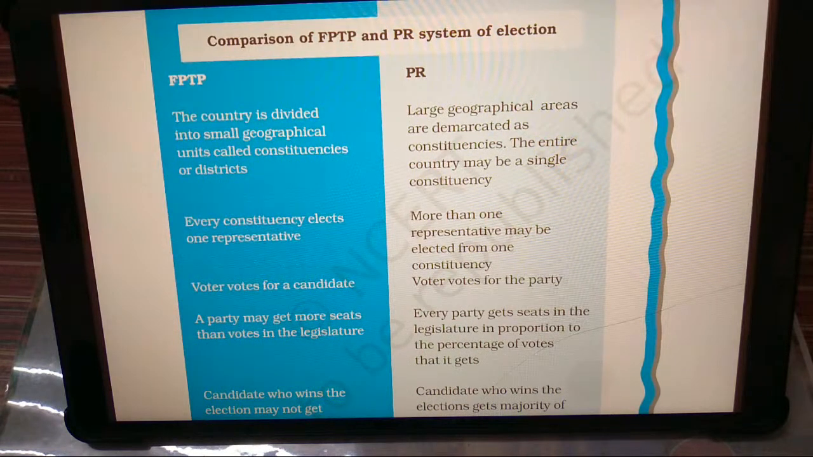In FPTP, every constituency elects one representative. In proportional representation, more than one representative may be elected from one constituency. In FPTP, the voter votes for a candidate; in proportional representation, the voter votes for the party. In FPTP, a party may get more seats than votes in the legislature. In proportional representation, every party gets seats in the legislature in proportion to the percentage of votes that it gets.